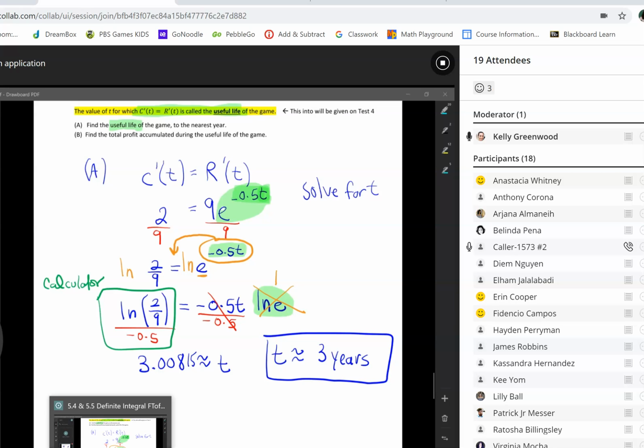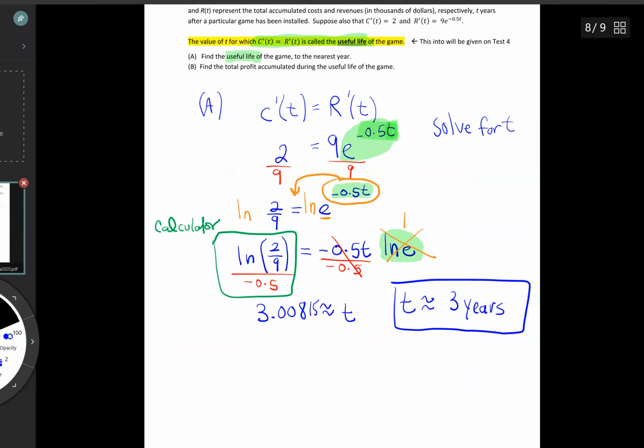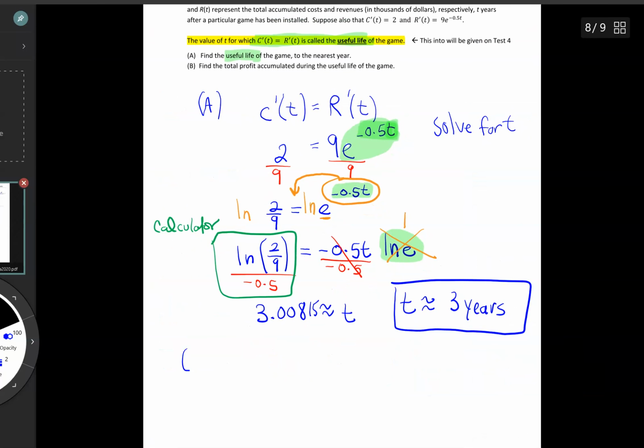Okay, well, ready or not, let's move on to the calculus step. So now B is asking me to find the total profit. Total profit. Let me write that down. I need to know total profit during the useful life. So during the useful life, that's going to be from year 0 to year 3, because that's how long it's useful, right?